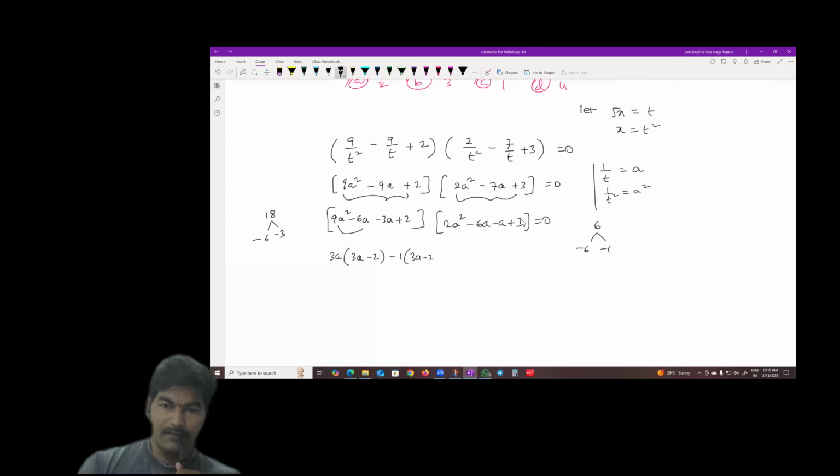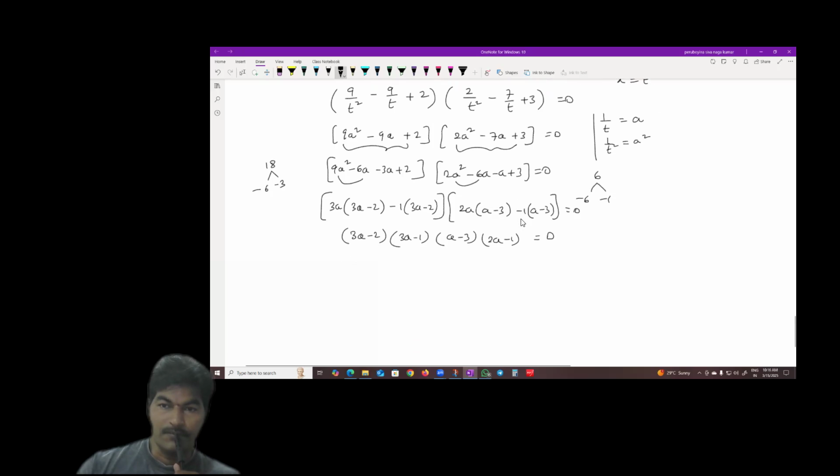Then again 3a minus 2. Keep brackets. And from the second factor, take 2a, then a minus 3 and minus 1, a minus 3. You can write the next factors. So of course it is (3a minus 2)(3a minus 1)(a minus 3)(2a minus 1) equal to 0. So from this, each factor should be equal to 0.